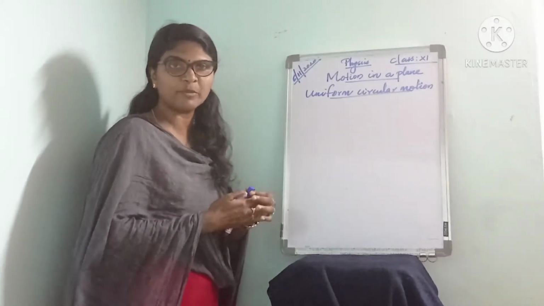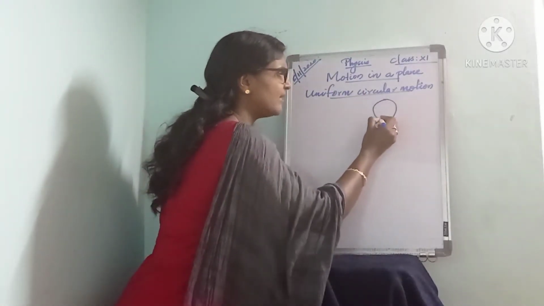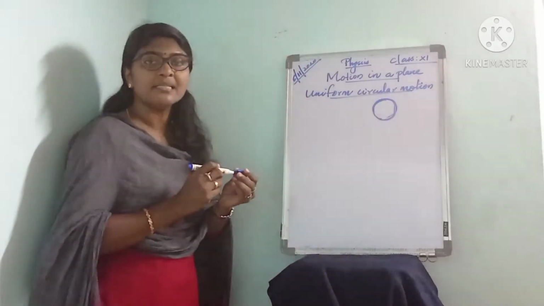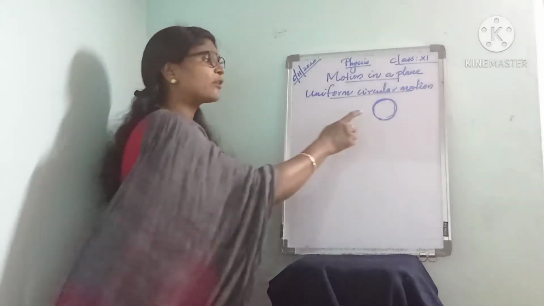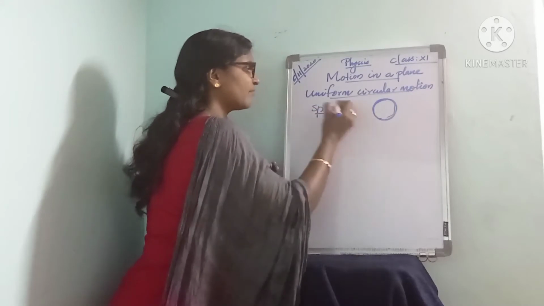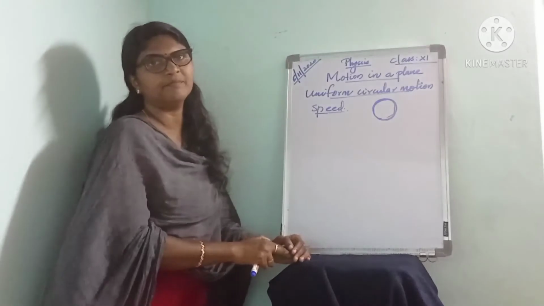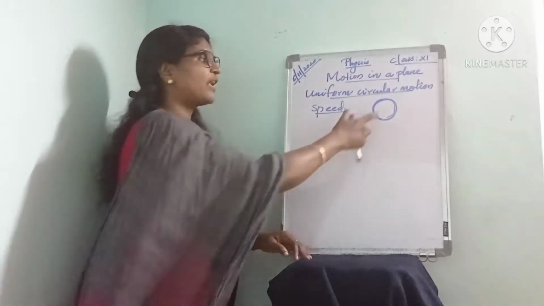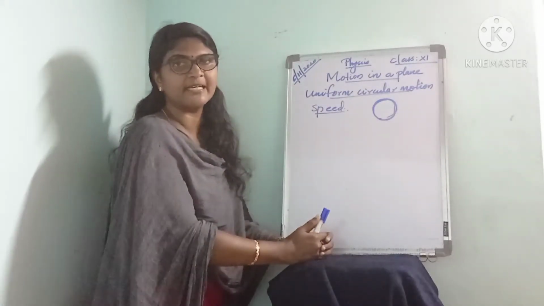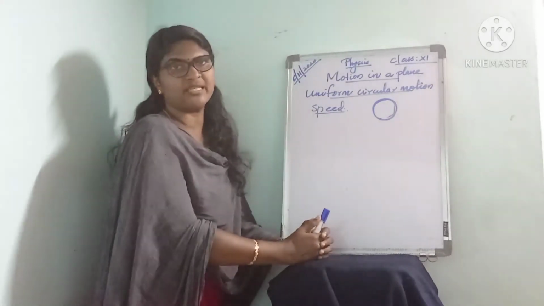What is meant by circular motion? The motion of an object along a circular path is called circular motion. If, in a circular motion, the speed of an object or a particle remains constant, then that circular motion is called uniform circular motion.